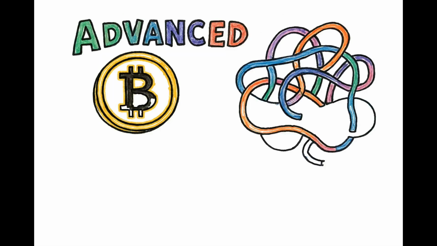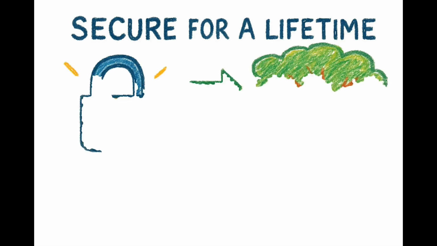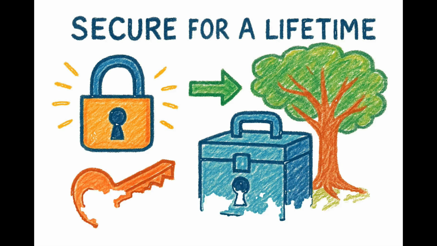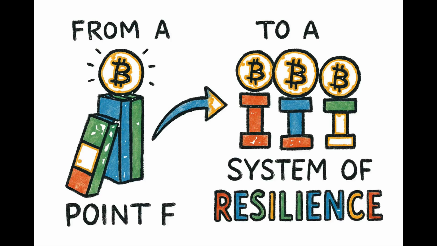Advanced Bitcoin ownership isn't about complexity for its own sake. It's about thoughtfully removing points of failure, ensuring your assets are secure not just for today, but for a lifetime. It's about moving from a single point of failure to a system of resilience.